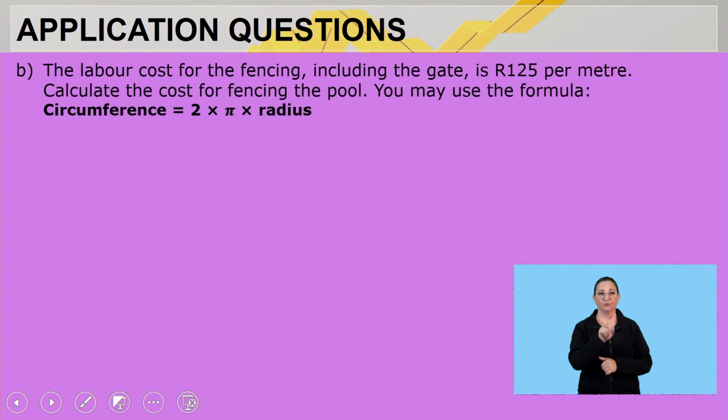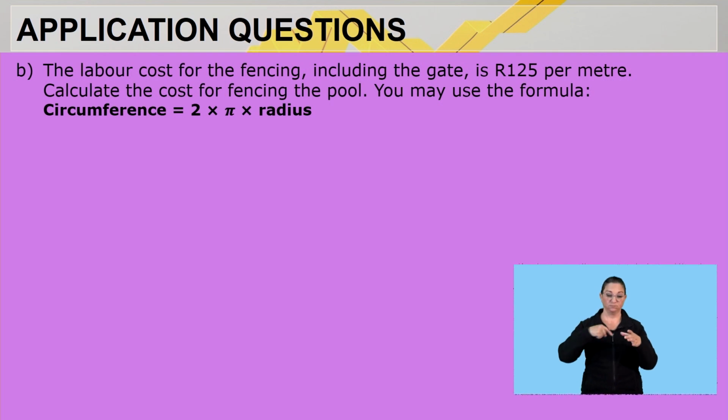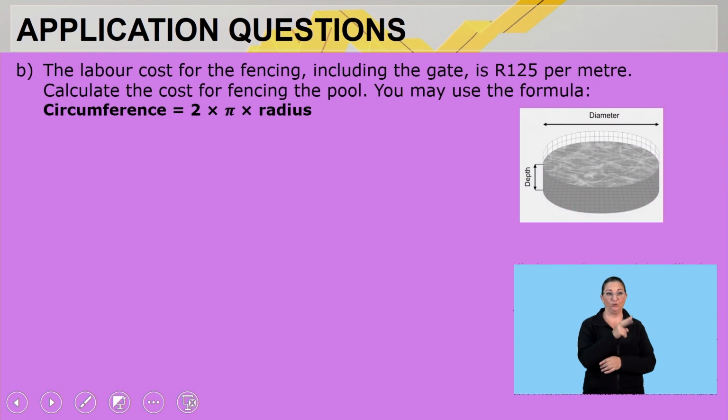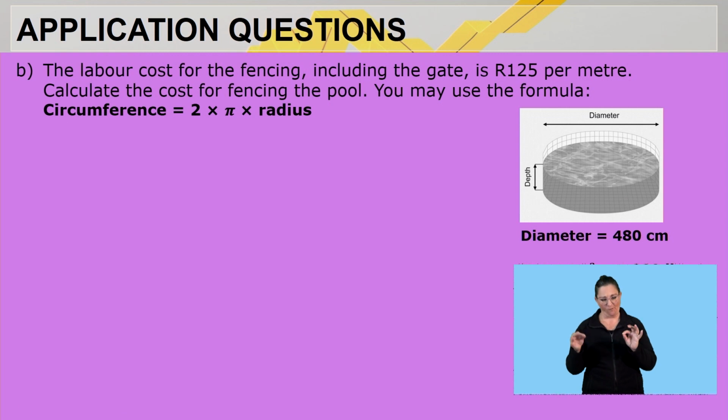The next question we are saying, the labor cost for the fencing, including the gate, is 125 Rand per meter. Calculate the cost for fencing the pool. You may use the formula circumference equals 2 times pi times radius. Okay, remember this was given to us. So the formula is given. Remember, we look and see that the cost is per meter.